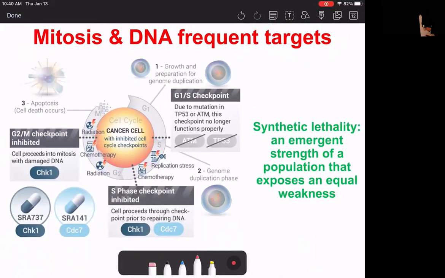So all this slide is saying, you don't need to know each of these pieces. It's just saying that mitosis represents our best target to kill cancers because cancers need mitosis, unlike the rest of our cells as much. And in the green text, if you ever want to really sound smart, you can use the word synthetic lethality, a strength of something that exposes a key weakness. The strength of the tumor is that it can grow like crazy and escape a lot of stuff. The weakness is that it needs mitosis all the time. And if you limit it, you can kill it.